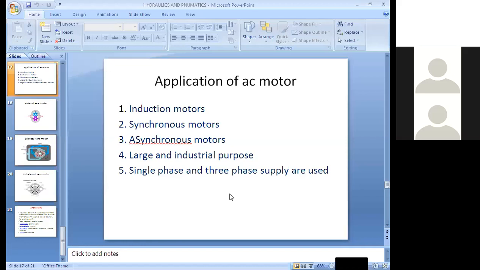For industrial and large purposes we use synchronous and asynchronous motors, and single phase and three phase supply are used in AC motors. Big capacity motors, 10 HP, 15 HP and other big horsepower motors, we use for large and industrial purposes.